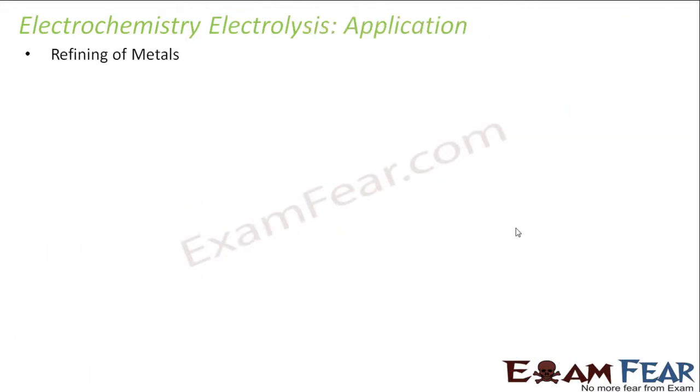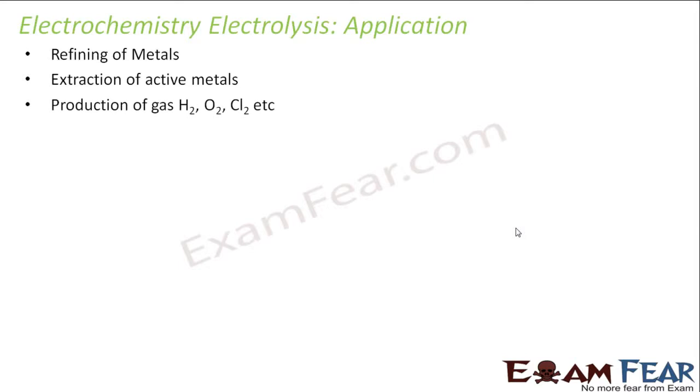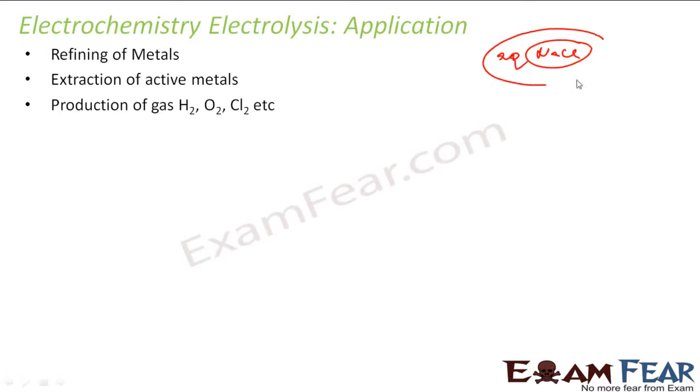Let's see the application of electrolysis. We have seen the refining of metals, we have seen animation for this. It is used also for the extraction of active metals like sodium. It is also used for the production of hydrogen, oxygen, chlorine. We have seen in so many numericals that sometimes hydrogen gas comes out, sometimes chlorine gas comes out. In fact, if you do electrolysis of pure water, or electrolysis of aqueous NaCl, you will see that chlorine gas comes out. So it is used for preparation of gases.